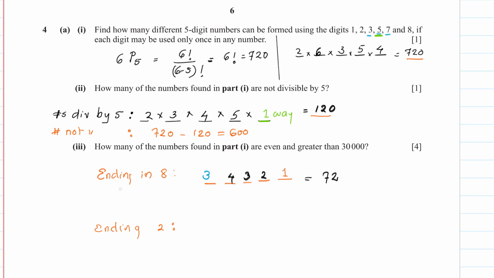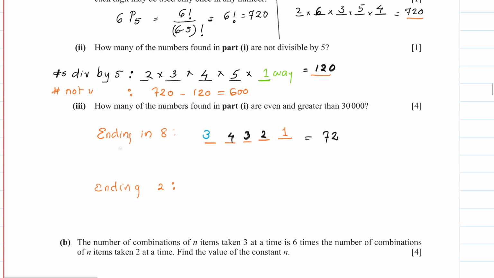So what's the meaning of the 72? There are 72 even numbers with an 8 at the unit position, and these are greater than 30,000. Let's consider numbers which end in 2 and are still greater than 30,000.